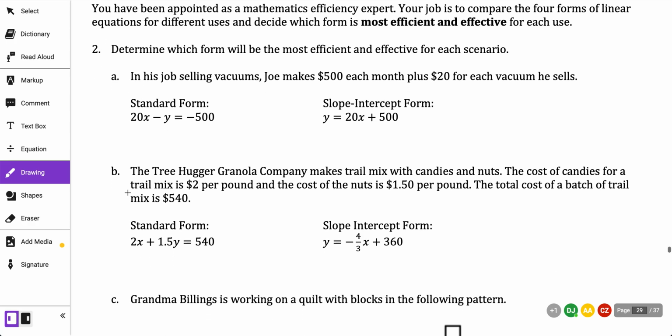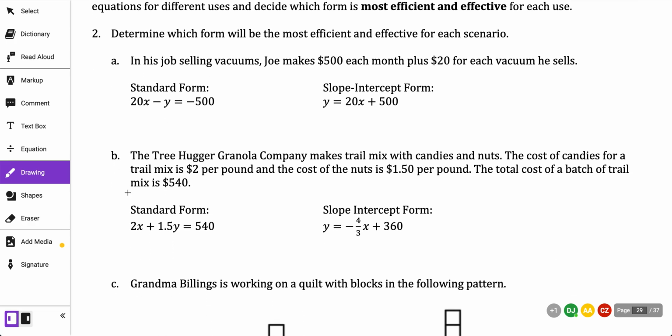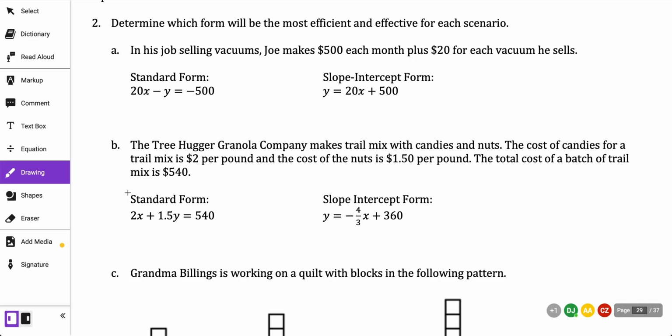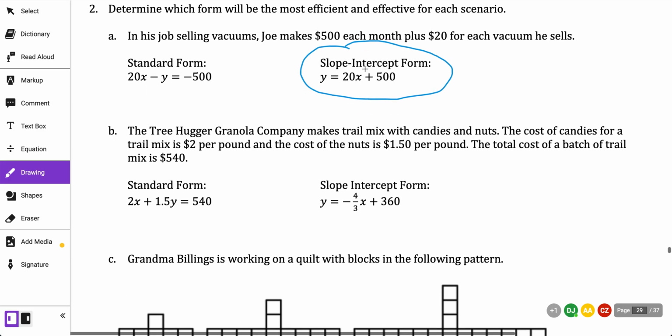So in his job selling vacuums, Joe makes $500 each month plus $20 for selling each vacuum. So you need to decide, based off this story, which form best represents this story. And in my opinion, it would be slope-intercept form because it shows his base salary of $500 a month plus his commission of $20 per vacuum that he sells.